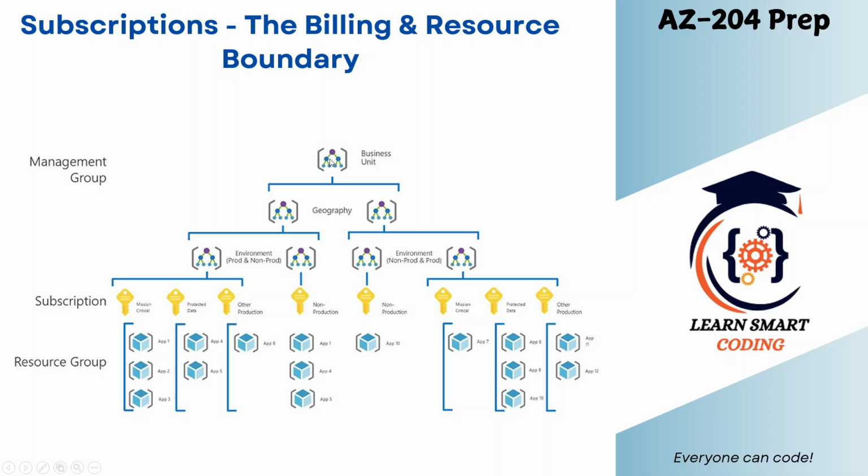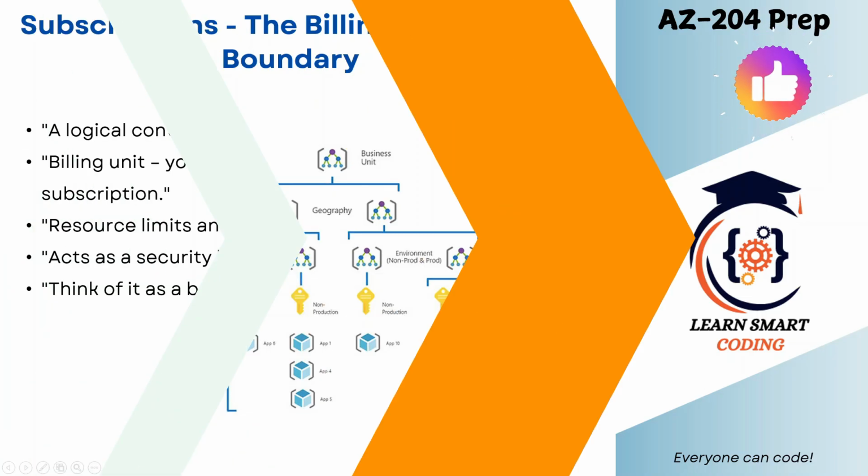They allow you to group multiple subscriptions together and apply governance policies like Azure Policy and role-based access control, which is also called RBAC, at a high level. So any policy that you apply at the management group automatically applies to all of the subscriptions and resources underneath.